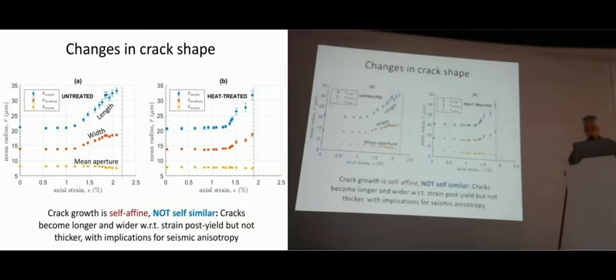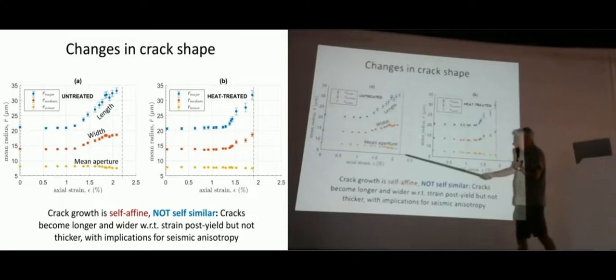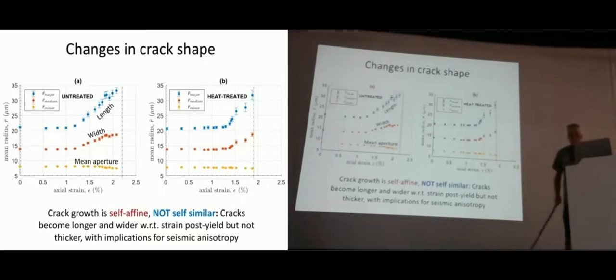What this is showing is that the crack growth is not self-similar. So we've got self-similarity in the size distribution and the correlation of where the cracks are, but the aspect ratio is not self-similar, it's self-affine. So as it grows, the aperture is not really changing. So the cracks are becoming longer, they're becoming wider, but they're not thicker. And that means that this will give us some clues as to how to interpret changes in seismic anisotropy in experiments like this.